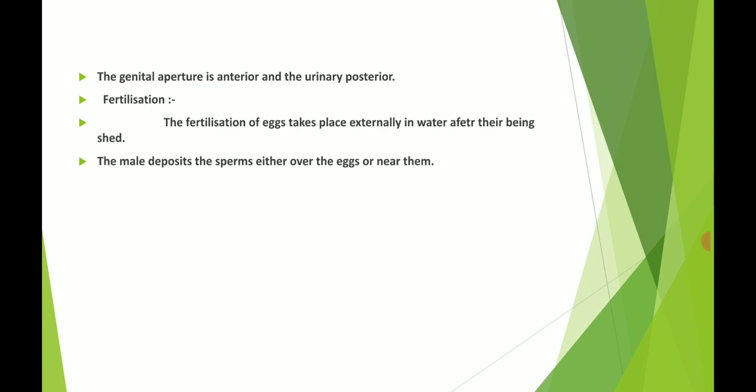In unit number 4 we will see the excretory system. Today we are seeing the female reproductive system. Then in the next lecture we will see the male reproductive system, as well as the spawning habits and the structure of the eggs.